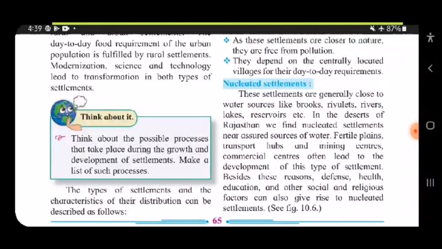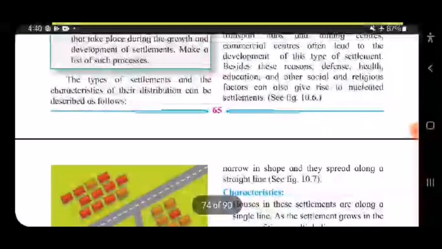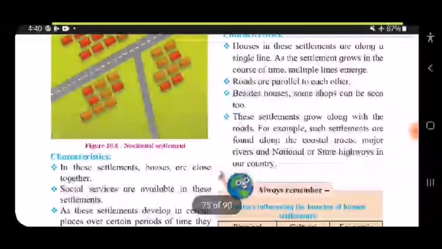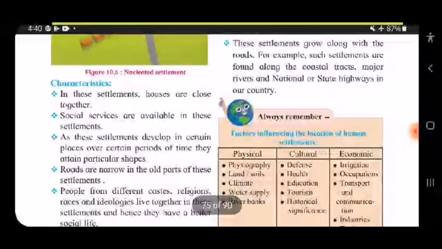Besides these reasons, defense, health, education and other social and religious factors can also give rise to nucleated settlements. As you can see, nucleated settlements are very close to each other. Let's see the characteristics. In these settlements, houses are close together. Social services are available in these settlements. Why? Because there are lots of houses, so there are requirements.